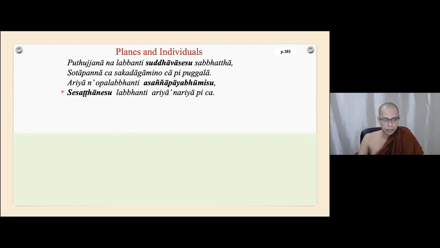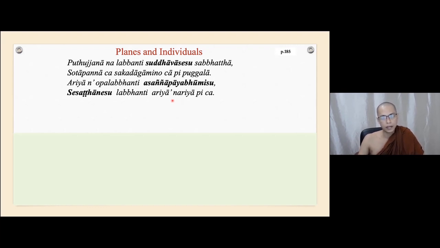Then for the asannasatta and apaya, Ariya nopalabbhanti asannapayabhumisu. So two kinds of realms, asannasatta and apaya bhumi. There is no noble person, ariya. Then Sesatthanesu labbhanti ariya pi puthujjana pi. Sesatthana refers to the realms except Suddhavasa, Asannasatta, and the four awful states, including some brahma worlds, deva realms and human realms.